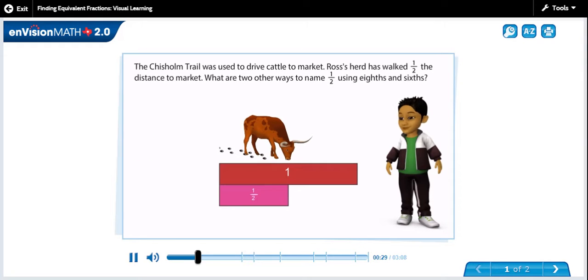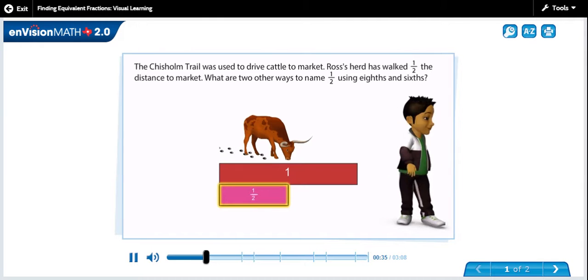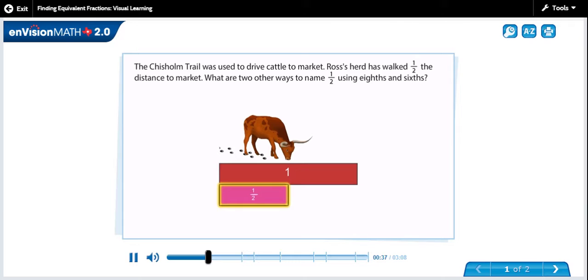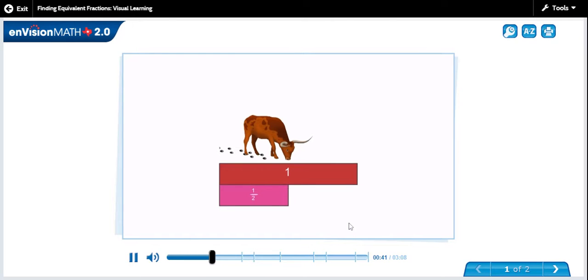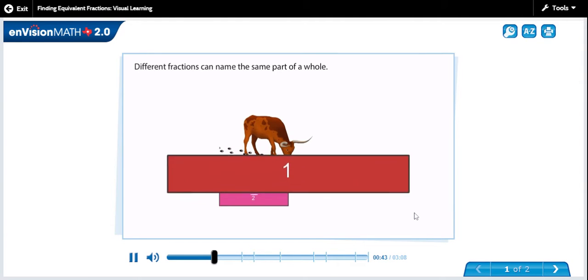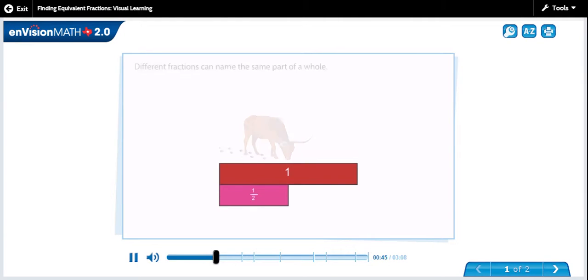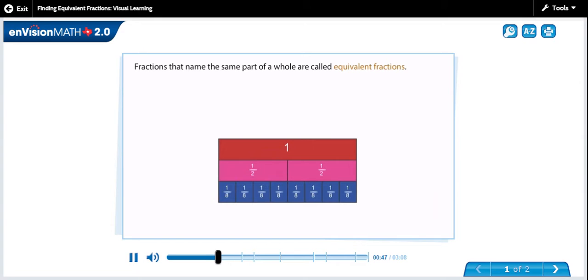The Chisholm Trail was used to drive cattle to market. Ross's herd has walked 1/2 the distance to market. What are two other ways to name 1/2 using eighths and sixths? Different fractions can name the same part of a whole. Fractions that name the same part of a whole are called equivalent fractions.